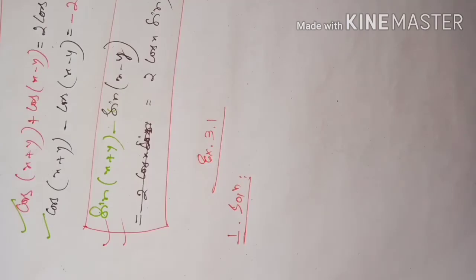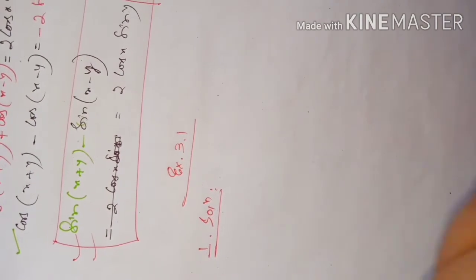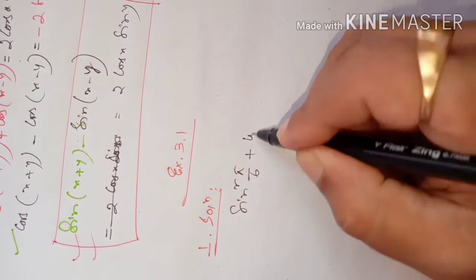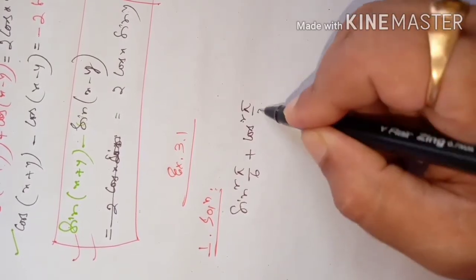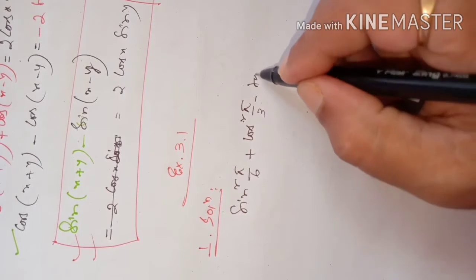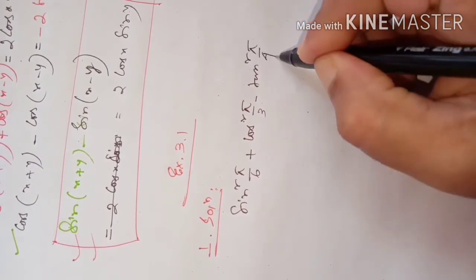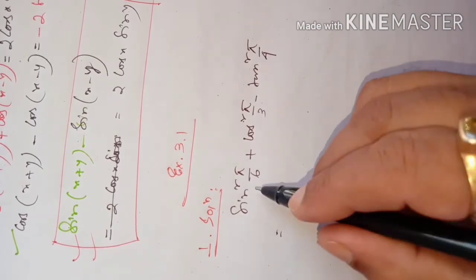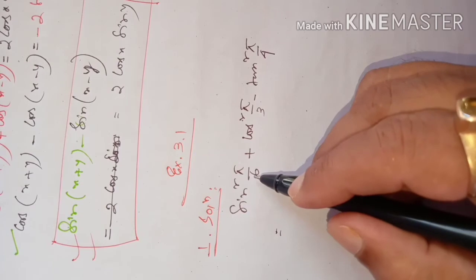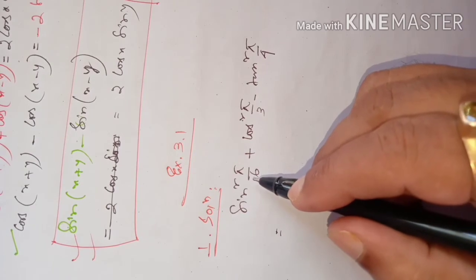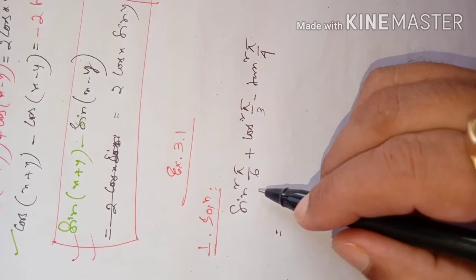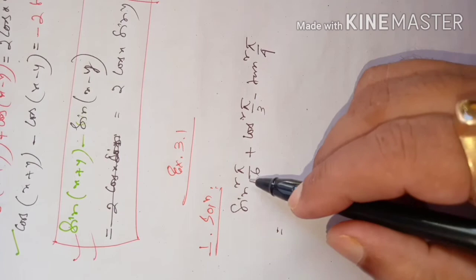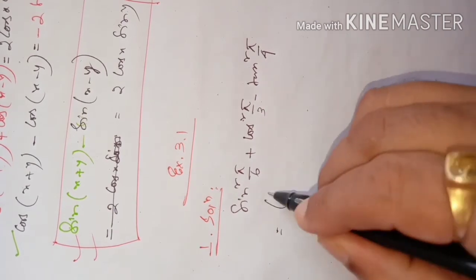So here: sin square pi by 6 plus cos square pi by 3 minus tan square pi by 4. We need to show that its value is minus 1 by 2. We can proceed this way. Sin square pi by 6. Pi by 6 actually means 30 degrees. In degree measure, it is 30 degrees. So sin pi by 6 is the same as sin 30. So what is sin 30? 1 by 2. So it will be 1 by 2 the whole square.